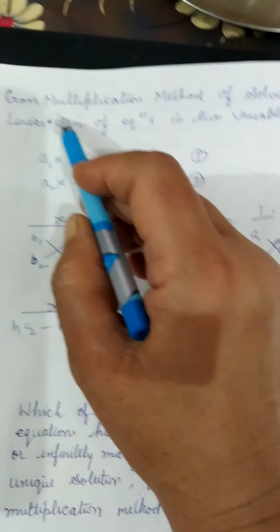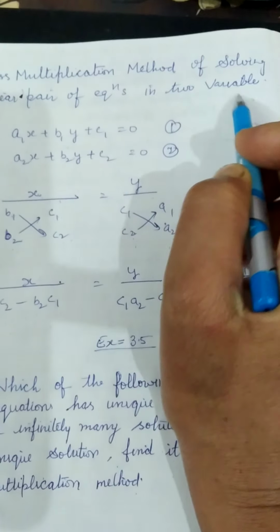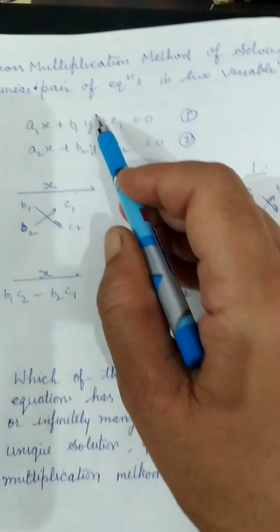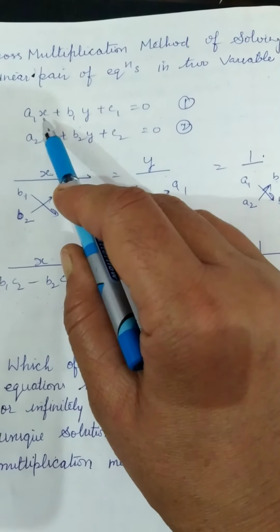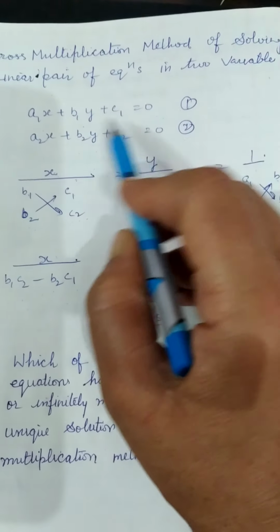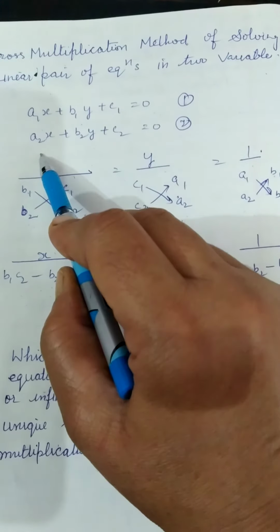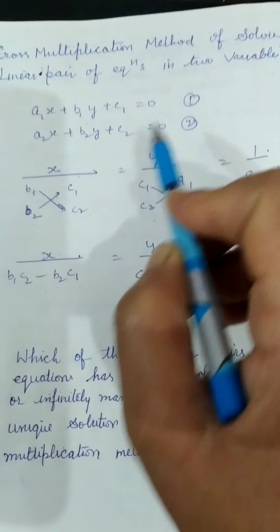Dear students, today we are doing the cross multiplication method of solving linear pair of equations in two variables. As you know, the form of a linear equation is ax plus by plus c is equal to 0. Here we are representing these two equations by a1x plus b1y plus c1 is equal to 0 and a2x plus b2y plus c2 is equal to 0.